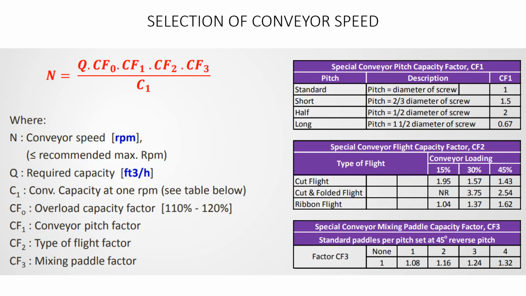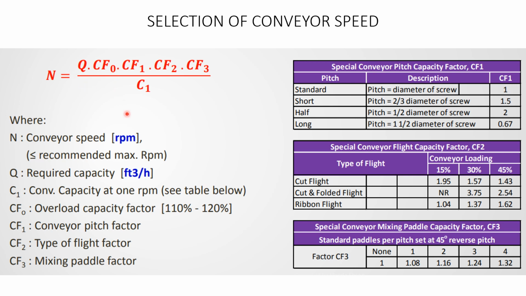So, selection of conveyor speed. For example, now we have found what is the capacity of the screw conveyor, that is per rpm. So how will you define the conveyor speed? The conveyor speed is defined by a formula which is Q into CF0 into CF1, CF2, CF3 divided by C1. So what is Q? Q is the actual required flow rate. For example, if you have cement or barite, you want to convey it with a capacity of 100 cubic meter per hour. So that will come over here.